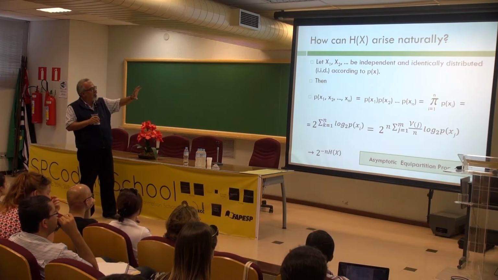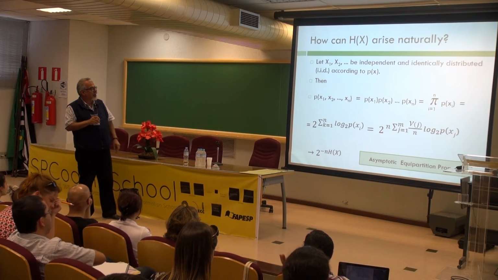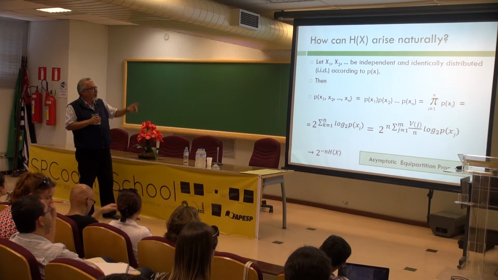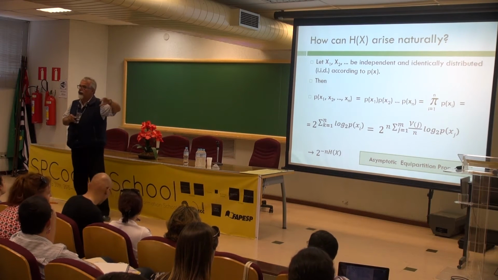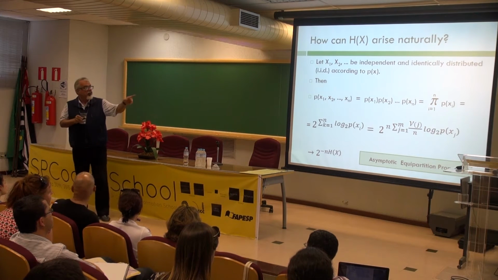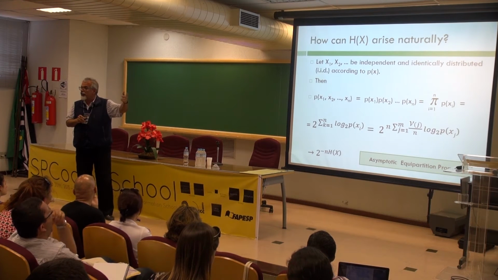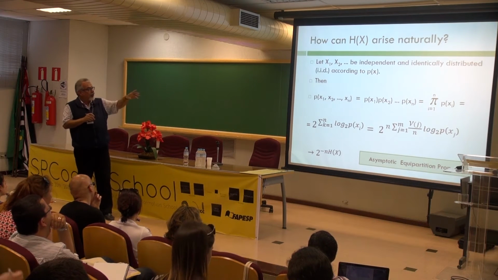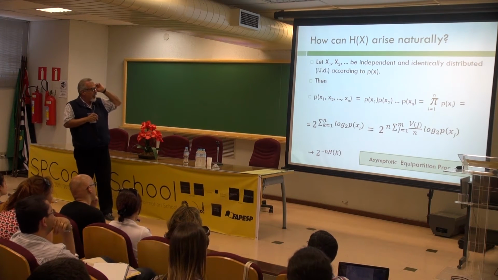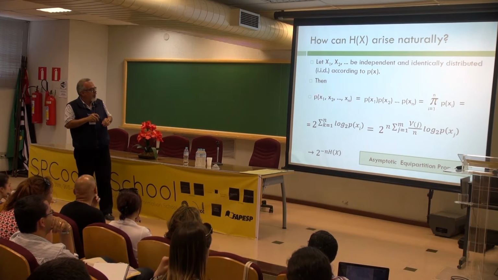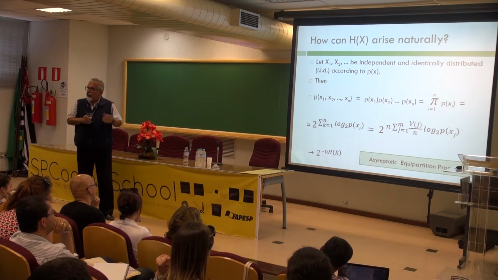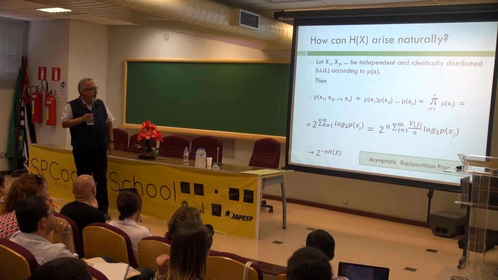But let's now look at some way in which it can arise naturally. Suppose we have a sequence of random variables. We use this acronym very often, IID, independent and identically distributed random variables, according to some p of x. Okay? And I want to know what is the probability of a particular sequence. Just pick a sequence and I take the probability.